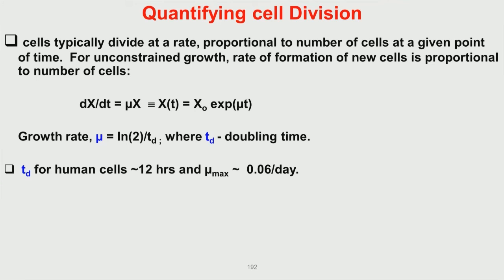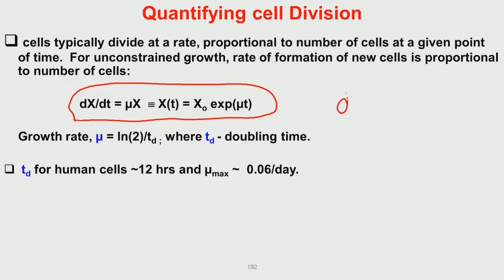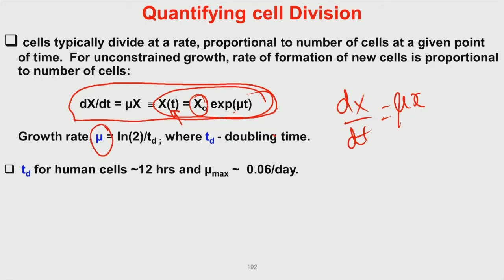How to quantify the rate of cell division? This has been mentioned here. Let us say at any given point of time, the total number of cells is x, so dx by dt is equal to mu x. This is a simple mathematical equation you can solve, and you get x(t) is equal to x naught exponential mu t, where x naught is the cell number at time t equal to 0.